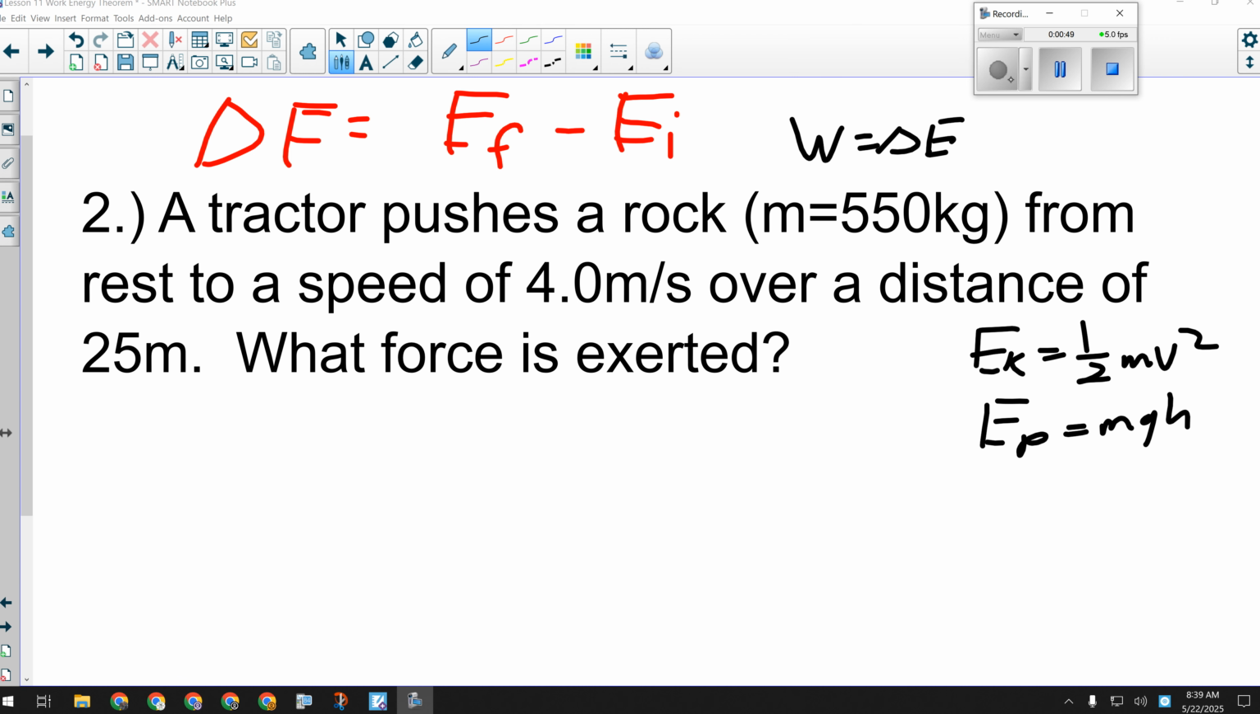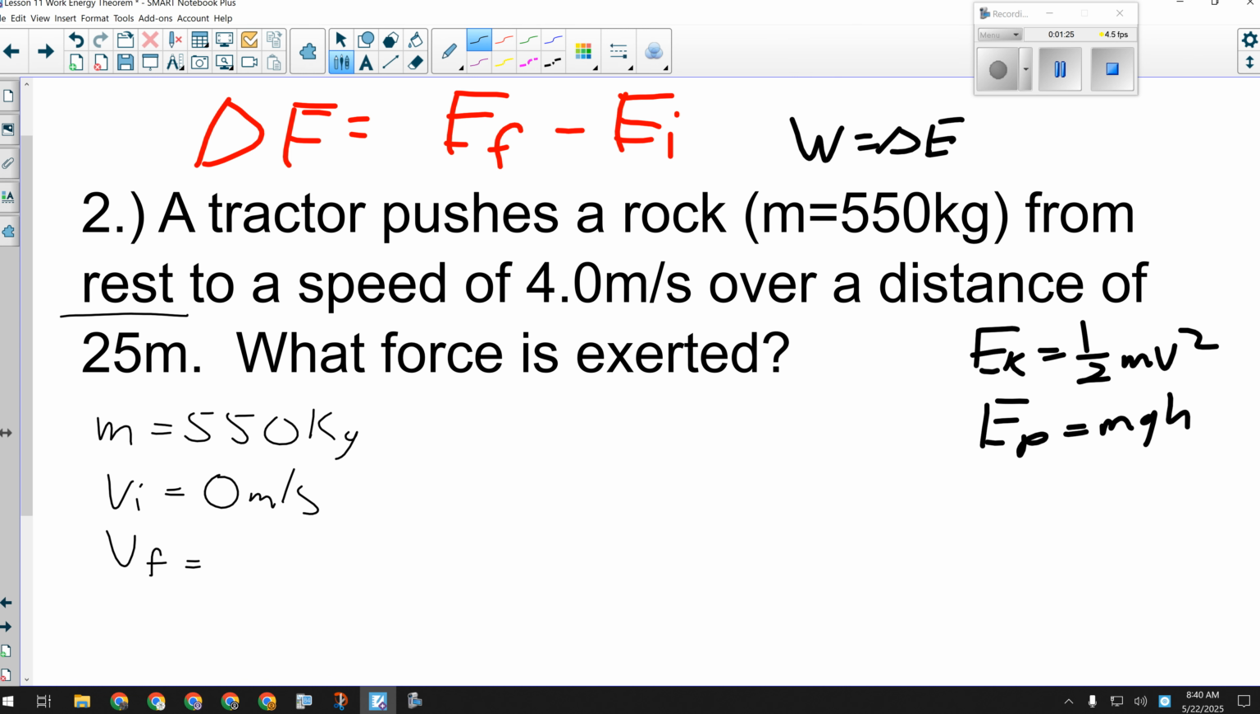All right, so on this one here, like we want to do with any problem-solving question, we want to write down our givens. A tractor pushes a rock, and it's telling us the mass of the rock is 550 kilograms. So I got mass. That's pretty important when we're talking about work and energy. From rest to a speed of 4 meters per second. From rest, but which given is that? Initial velocity, or initial speed in this case. 0 meters per second. And then our final speed would be 4 meters per second.